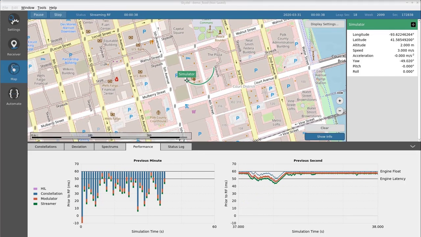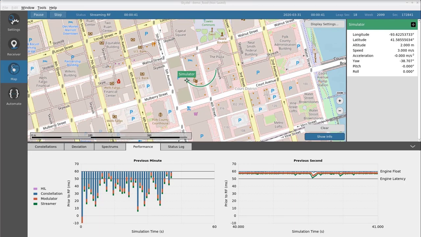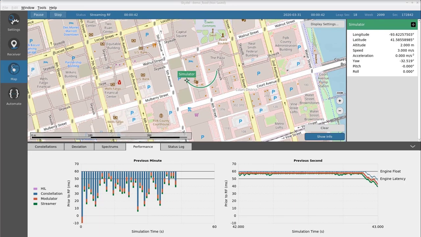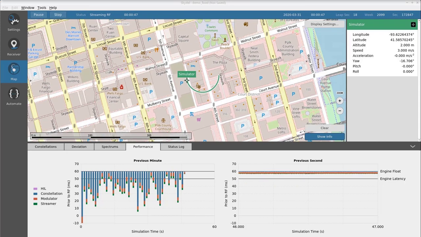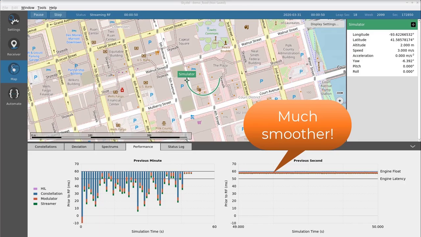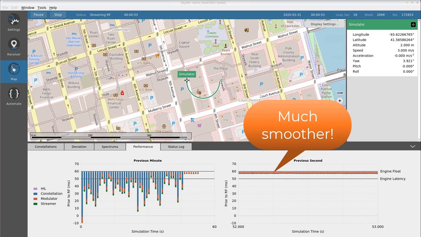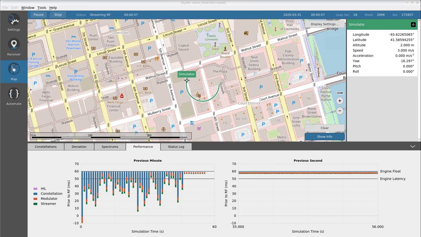The real-time performance graph clearly shows that the simulator is not running well and can be used to diagnose the cause of underruns. Now let me change the processor clock speed back to normal. You can see the streamer performance improves immediately. Seeing this improvement in the real-time performance graph helps build our confidence that the system is running well.